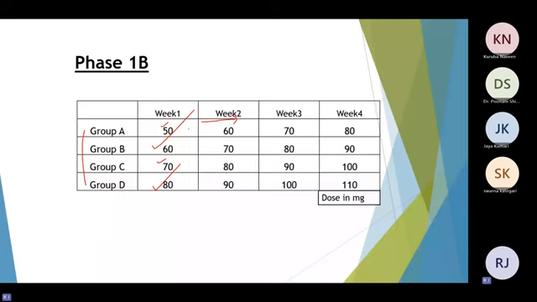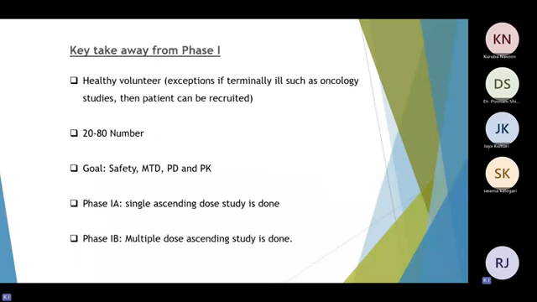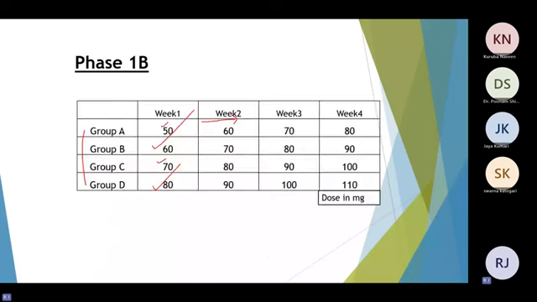Okay, again we'll do the same thing. We'll take the blood sample and we'll see whether any subjects are having abnormal lab parameters or abnormal ECG or anything else. Okay, now everybody is clear, right, about phase 1A and phase 1B. If anybody is having any question, then please let me know before we proceed with phase 2.